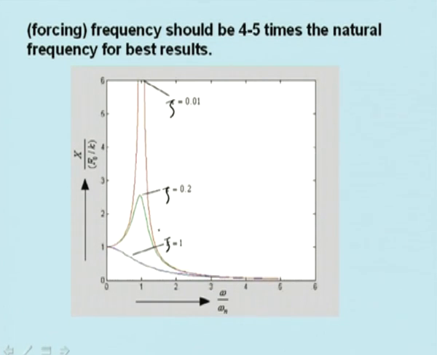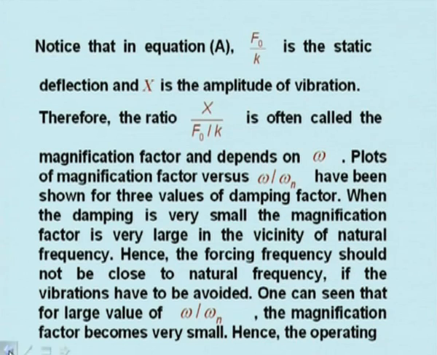Similarly, when tau is equal to 0.2, then at resonance it will be very high, but of course it will not be infinite. If there is damping present in the system, it will not allow the vibration to become infinite, but of course it becomes very high. Similarly, in the case of low damping, it is like this.